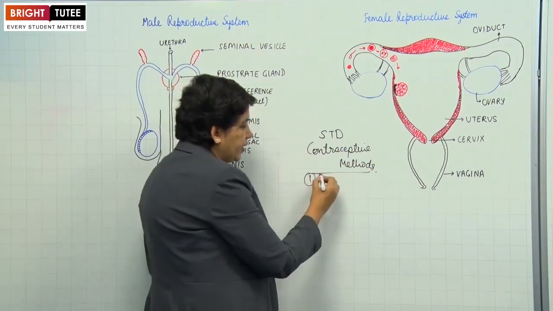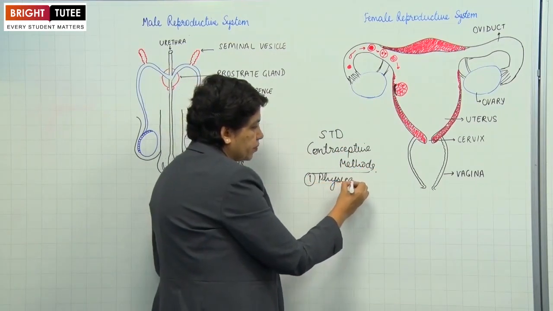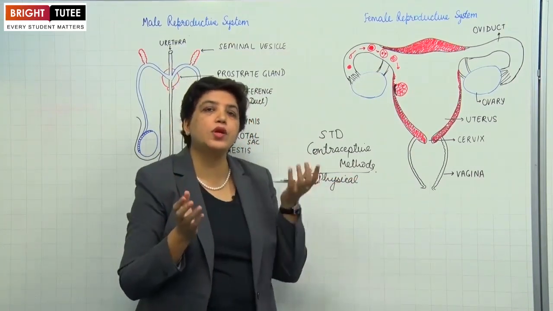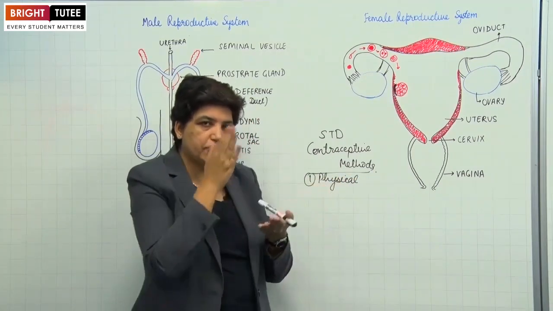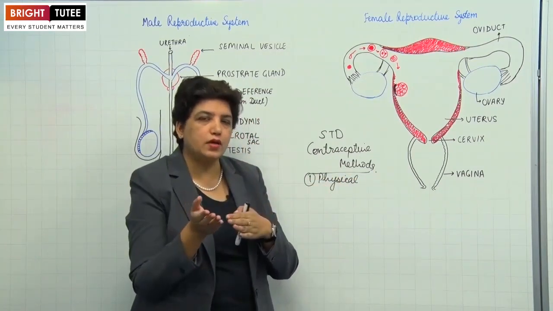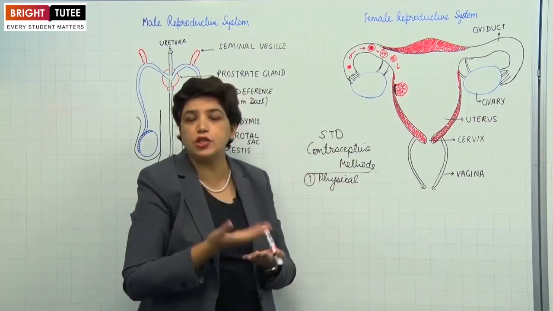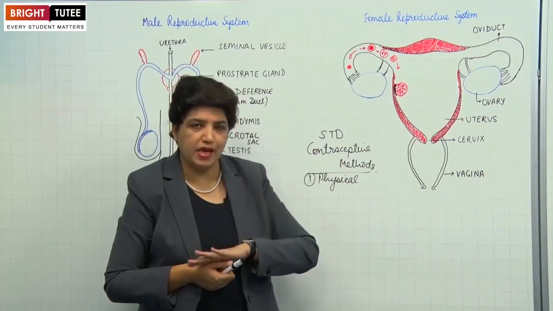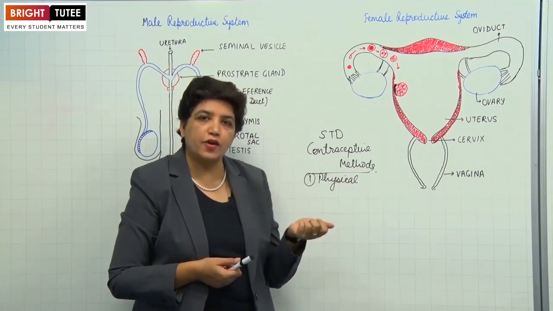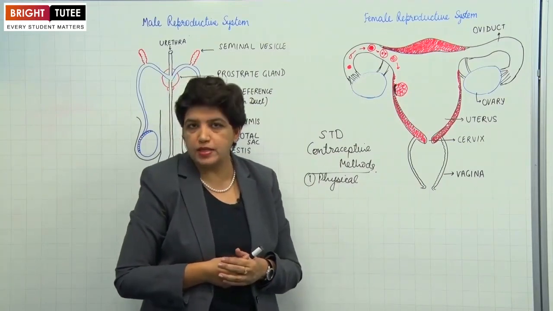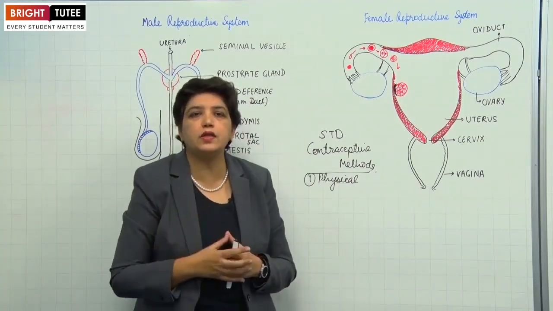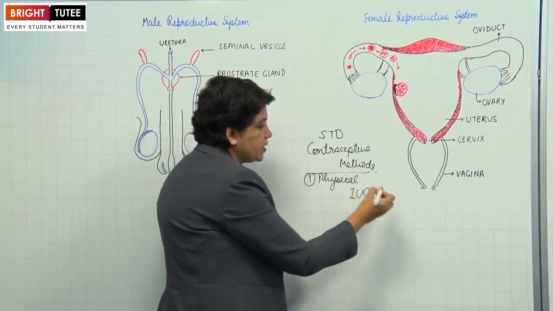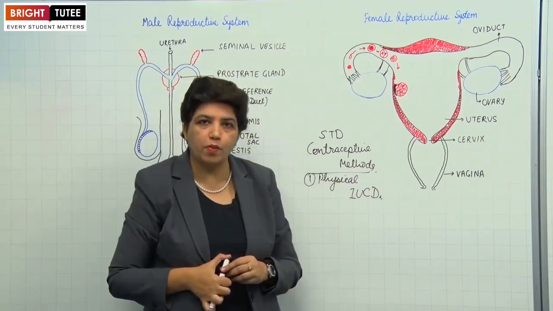First is the physical barrier method. In the physical barrier method, the sperms are not allowed to come in contact with the egg cell. So, there is a physical barrier between the male gamete and the female gamete, and fertilization will not occur. The examples are condoms, which can be used by males, then cervical caps or diaphragms, which can be used by females. Apart from this, there are IUCDs, intrauterine contraceptive devices like copper T, which is very common.